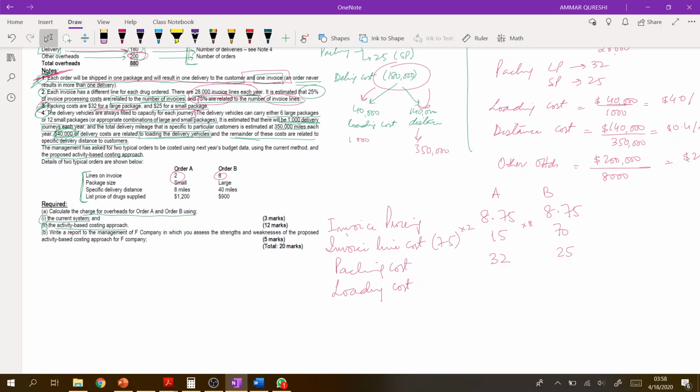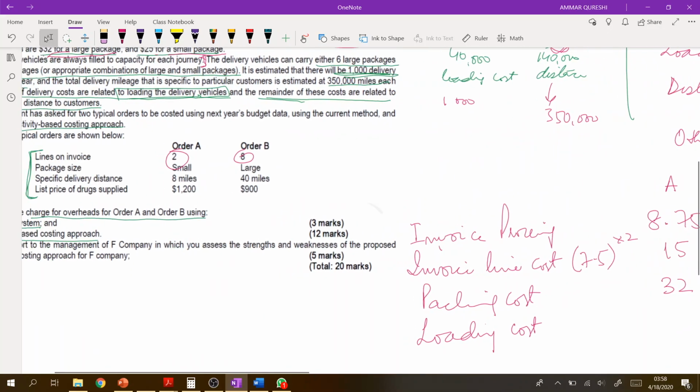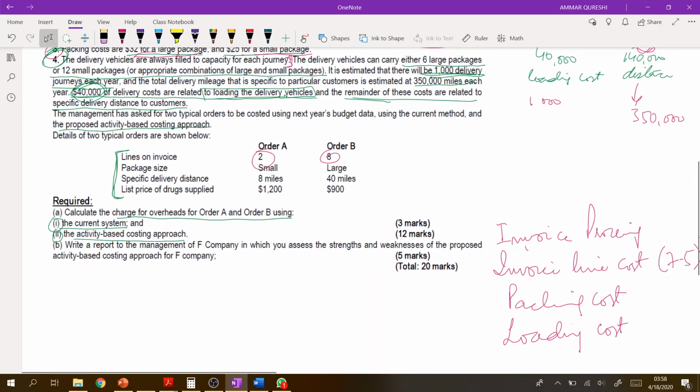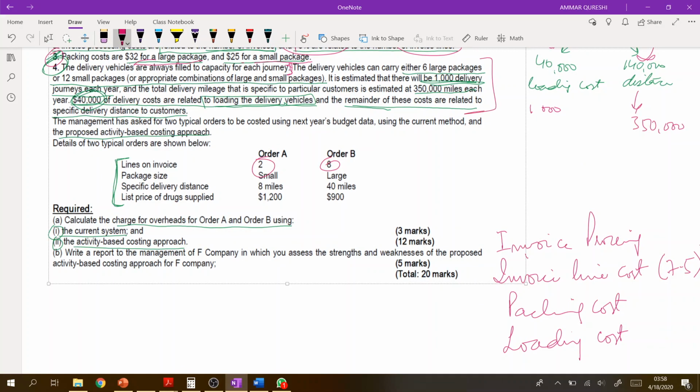So it depends. Now the question is, what cost shall we allocate to order A and order B? For that, you have to read this part of the question. This is a very important part. You may pause this video, read this part, and try to identify how much cost you will allocate to order A and order B. See, your vehicle will contain 6 large packages or 12 small packages, right?